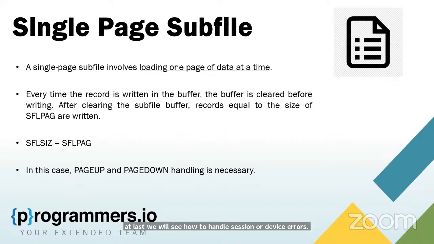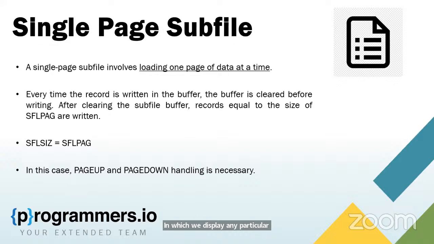Let's begin by understanding single page subfile. As the name suggests, single page subfiles involve loading one page of data at a time. This means every time before writing records to the subfile buffer equal to the subfile page, we will clear the buffer first. Here, as you know from the previous session, buffer means the SFL record format of the subfile in which we display any particular data in a tabular format.